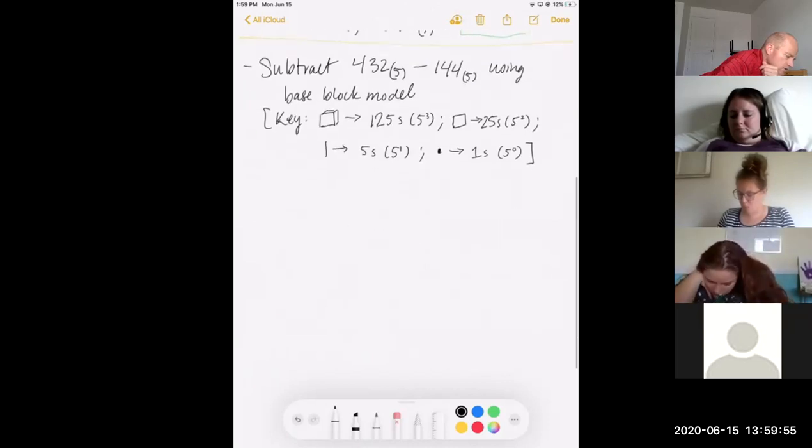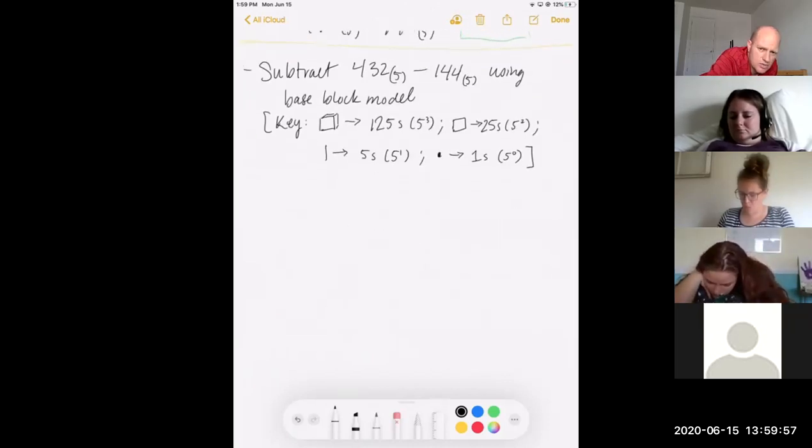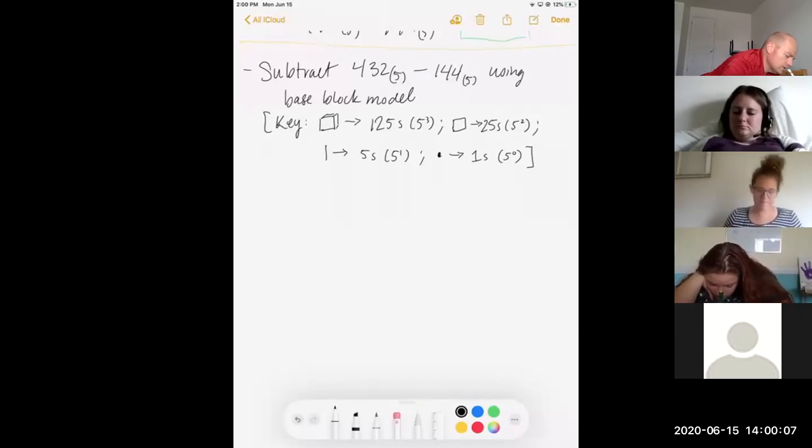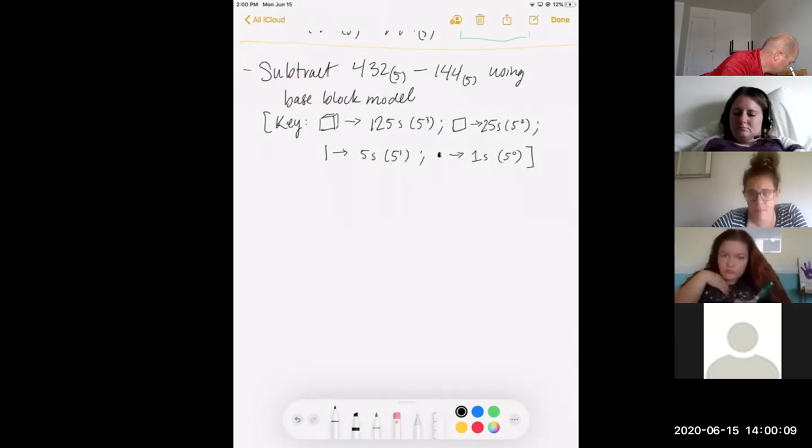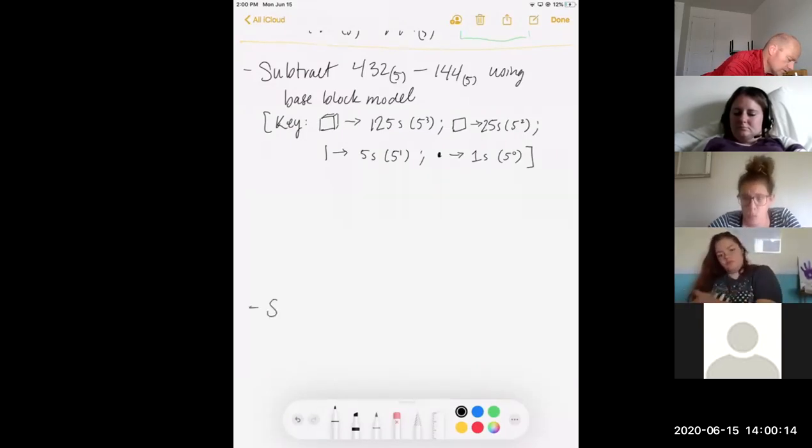What I want you guys to do is subtract those two numbers using the base block model and drawings, but we're going to do this in groups. I'll set you into groups again at random, because after you subtract, I want you to do this problem using a chip model. So another chip model example.